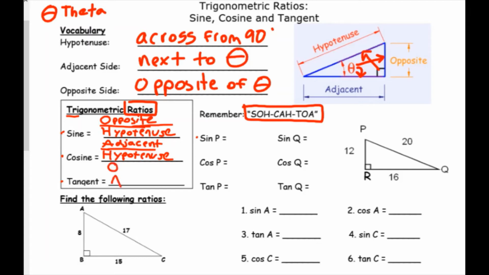TOA, T-O over A. So opposite over adjacent. Now, from now on, we're not going to write them all out like that. We're just going to put S is O over H, C is A over H, last one is T is O over A, right? Write it down.